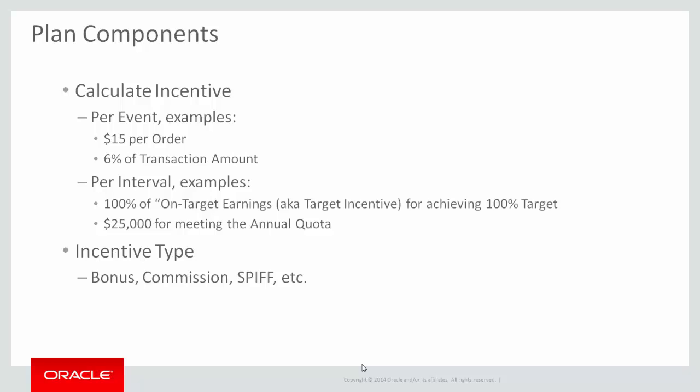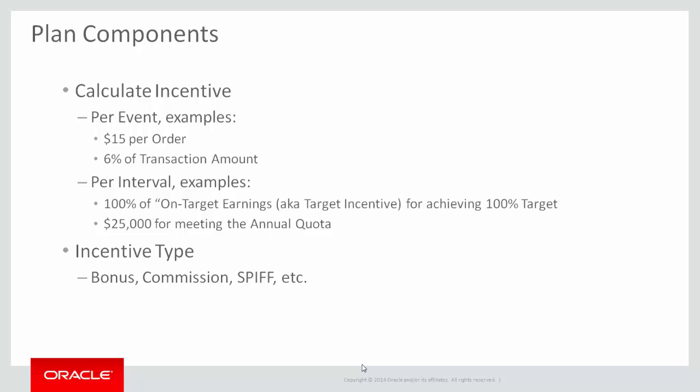But that's per interval. So per event is ask a question, get a piece of candy, ask a question, get a piece of candy. Where per interval is ask a question, I put it in a bucket, ask a question, put it in a bucket, and at the end of the interval, I evaluate all those things together at the same time. So when designing a plan component, the first question we're going to ask is, is it per event or is it per interval?